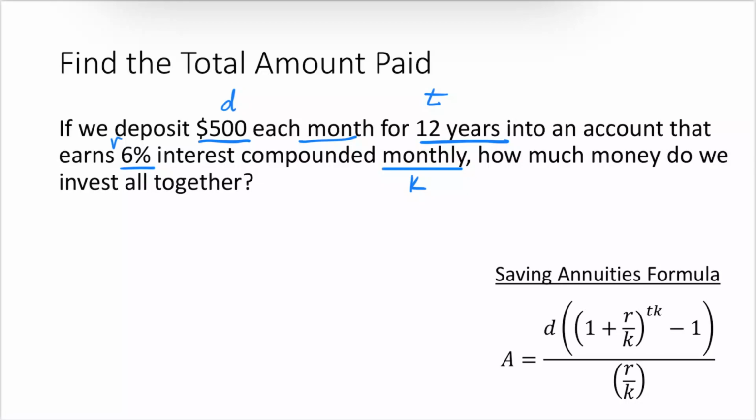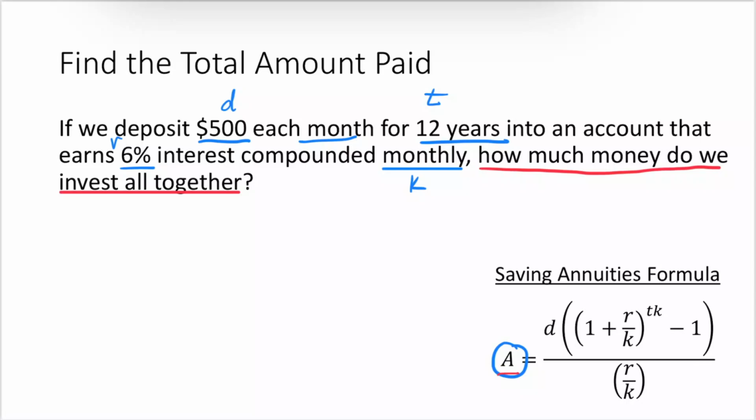And so with our formula, we could figure out A, which is the amount of money we end up with in the account at the end. However, in this problem, they weren't asking for that. What they wanted is how much money do we invest altogether, meaning how much money do we put into the savings account? Because A is going to be the amount of money we put into the savings account and all the interest that was earned as well.